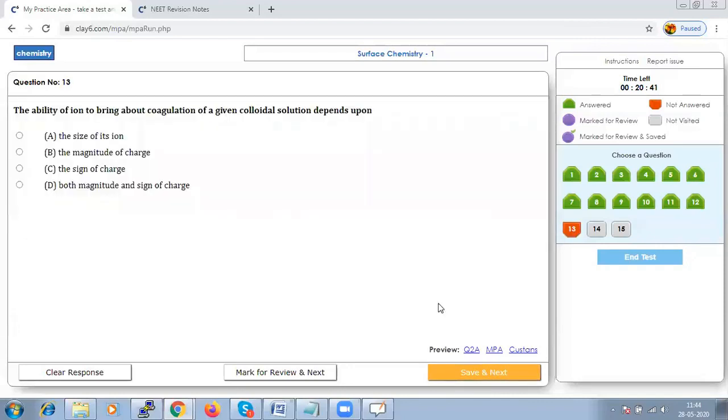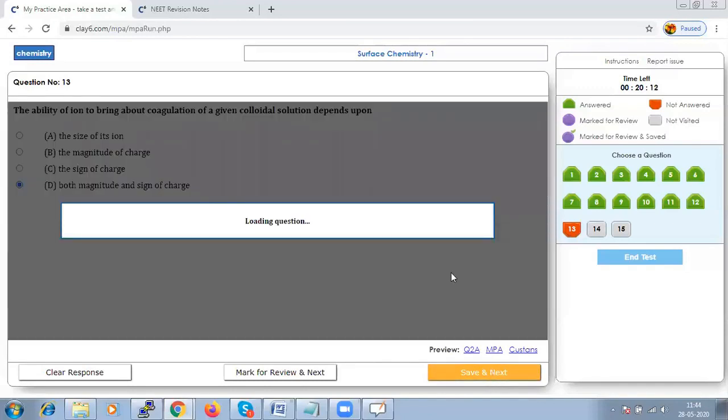The ability of an ion to bring about coagulation of a given colloidal solution will depend upon the magnitude as well as the sign of the charge. Coagulation will depend upon the magnitude and sign of charge. Hence option D should be right. Let us save that and go to next.